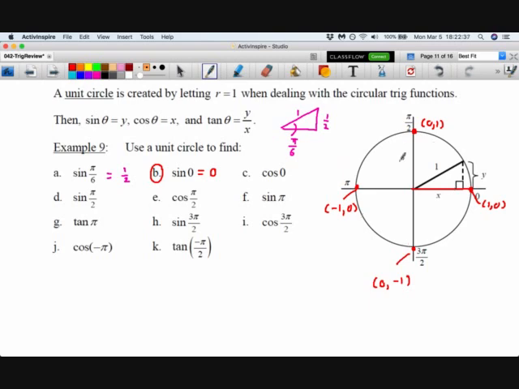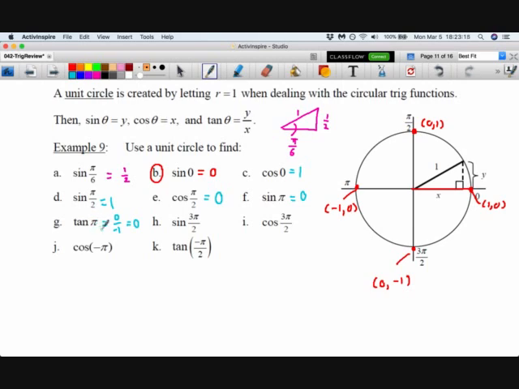So, based on those, and the fact that sine is just the y-coordinate, cosine is just the x-coordinate, and tan is y over x, can you fill out the rest of the table? I'll wait. You should try to fill out each of these. These are not that bad. 3, 2, 1. Cosine of 0, just the x-coordinate, 1. Sine of pi over 2, 1. Cosine of pi over 2, just the x-coordinate, is 0. Sine of pi, the y-coordinate, is 0. Tan of pi should be the y-coordinate divided by the x-coordinate, which is 0.